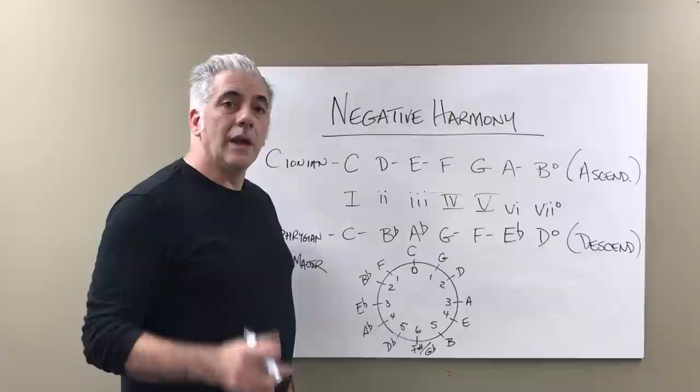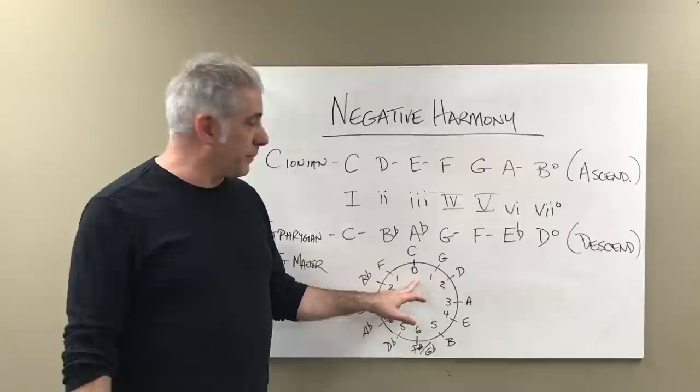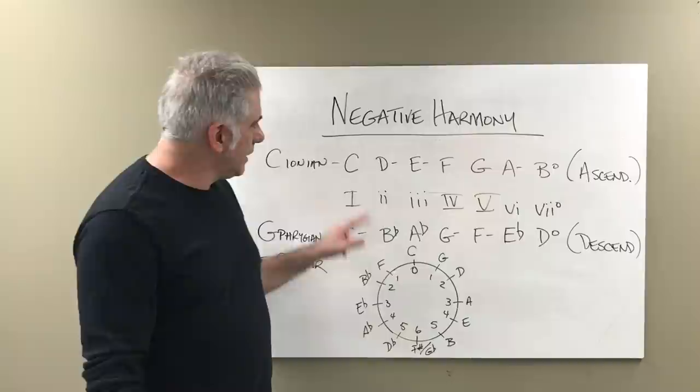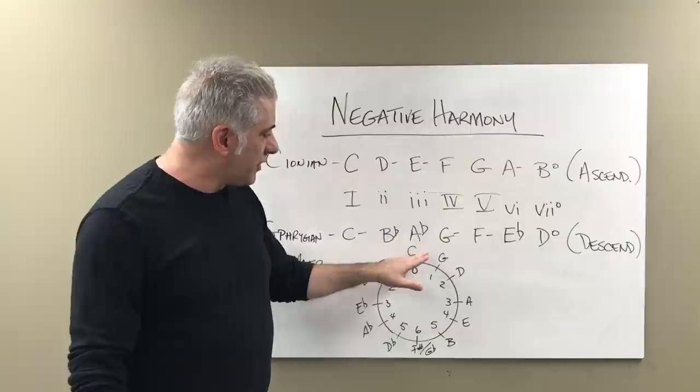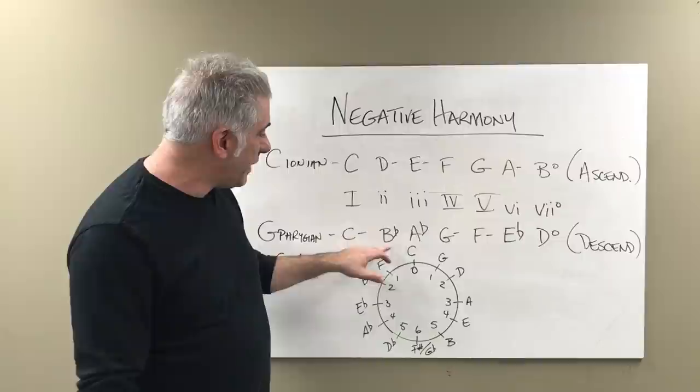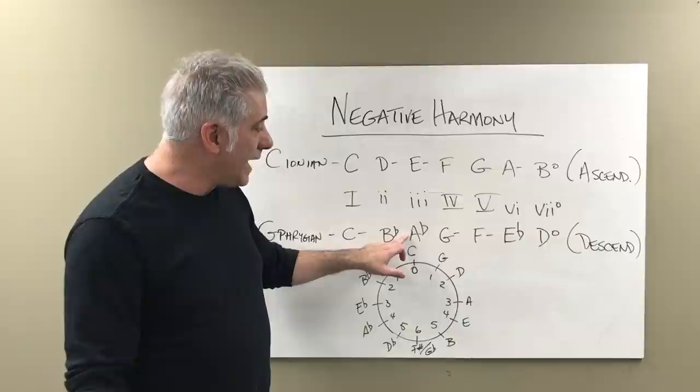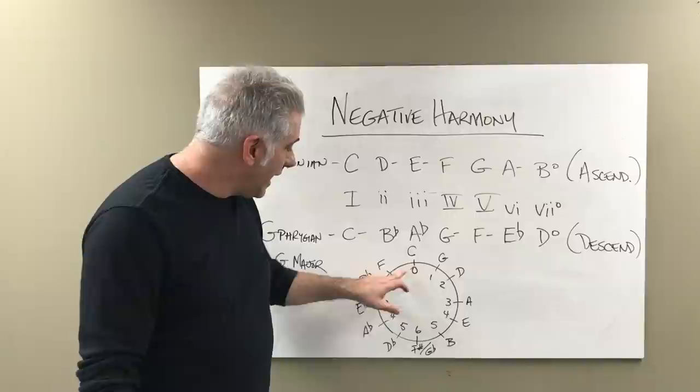This is another way to visualize it using the circle of fifths. If I have C in the 12 o'clock position, going in a sharp direction, which is clockwise, I get these chords, okay? So if you look at the relationships of the roots, C to D is two positions going in a sharp direction, whereas B flat is two positions going in a flat direction. E and A flat, if you go E, you're going four positions in a sharp direction. A flat, you're going four positions in a flat direction.